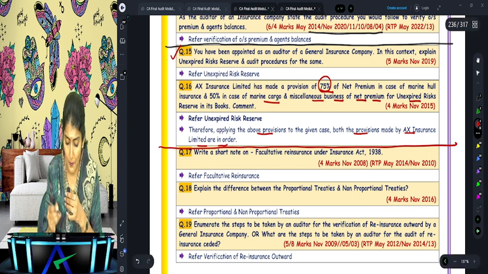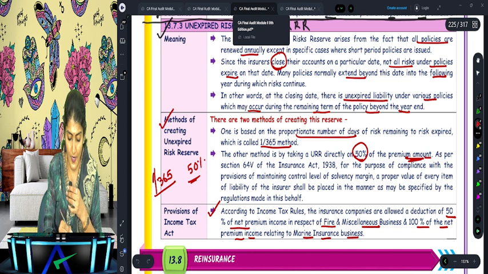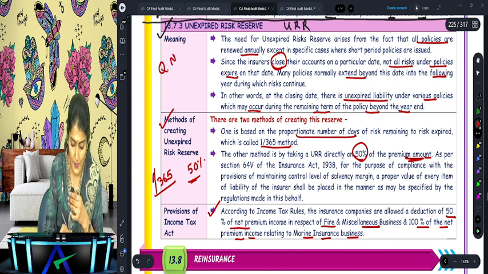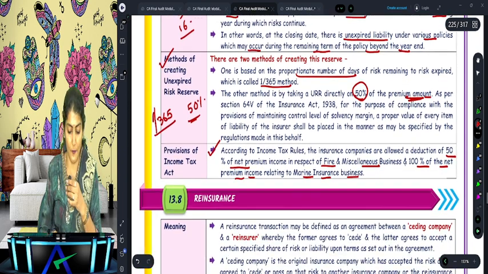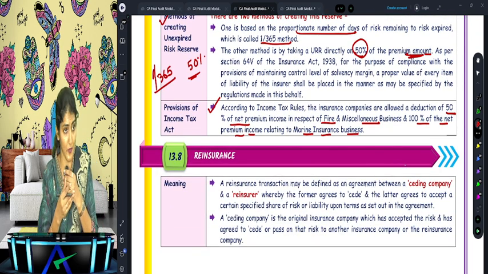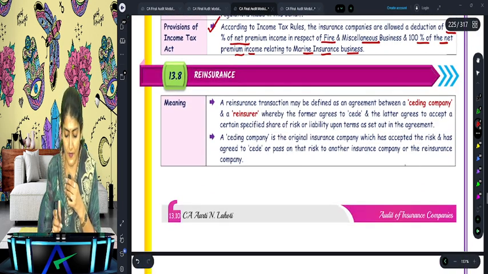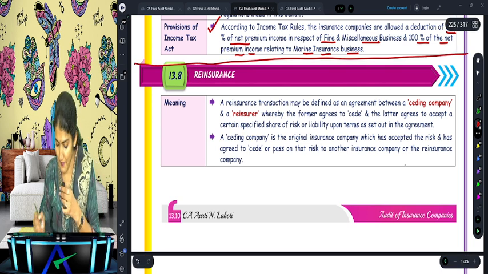Right. So question number 15 and 16 are regarding the unexpired risk reserve. Is it clear to everyone? Question number 15 and 16 are regarding the unexpired risk reserve.